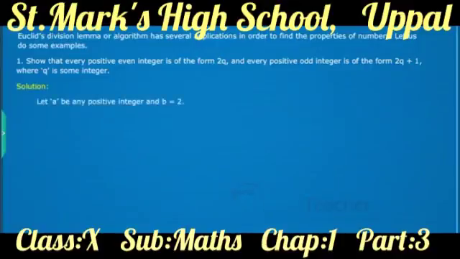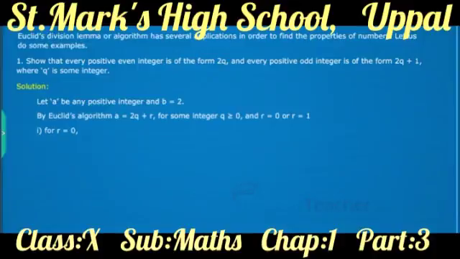Solution. Let a be any positive integer and b is equal to 2. By Euclid's algorithm, a is equal to 2q plus r for some integer q greater than or equal to 0 and r equal to 0 or r equal to 1. 1. For r equal to 0, a is equal to 2q. 2. For r equal to 1, a is equal to 2q plus 1.